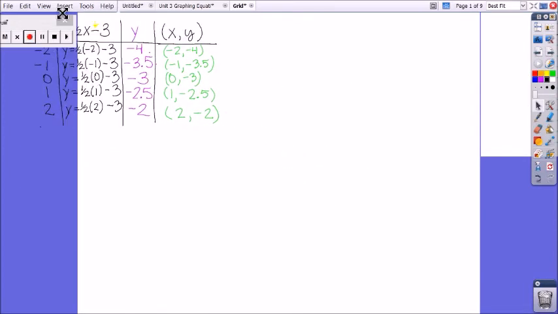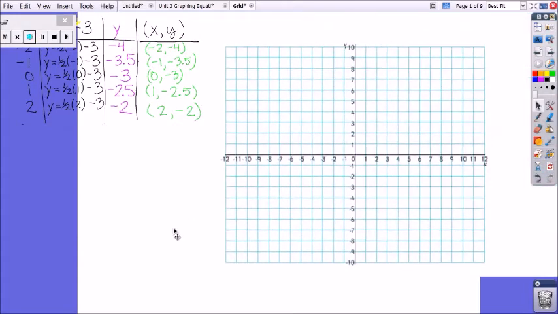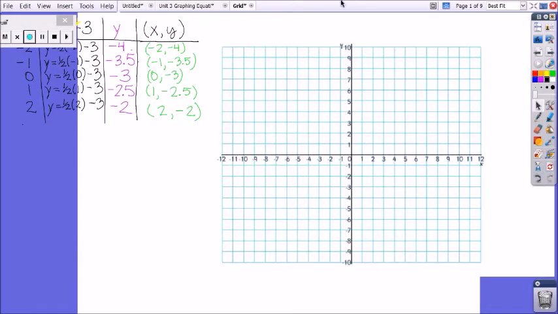Y'all, it's like magic. Look, my coordinate plane just appeared on the screen. Let me move this out of the way and I'll pull my coordinate plane back over to the side, and I'm going to plot my 5 points. If I did this correctly, these 5 points will form a line.